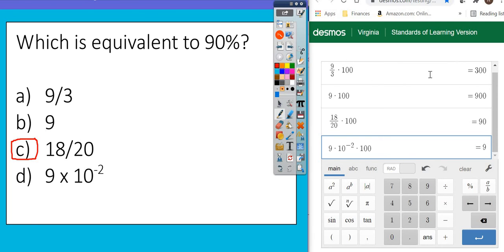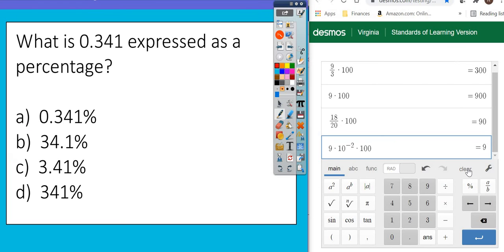Okay, because 9 over 3 times 100 makes 300%. B, which is 9 times 100, makes 900%. 18 divided by 20 times 100 makes 90%, and that's what we were looking for. So whenever you're checking to see if something's equivalent, you have to change them all to percents by multiplying by 100.